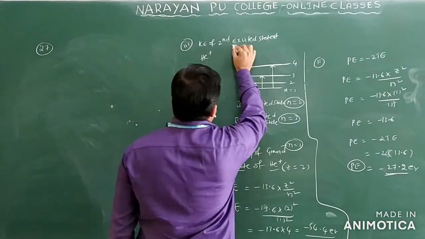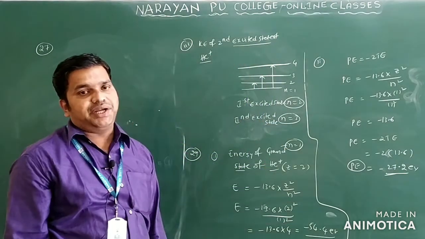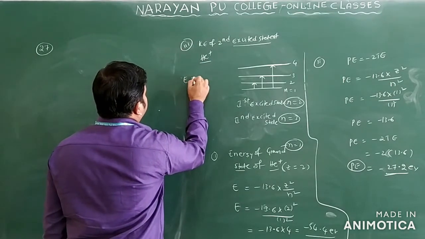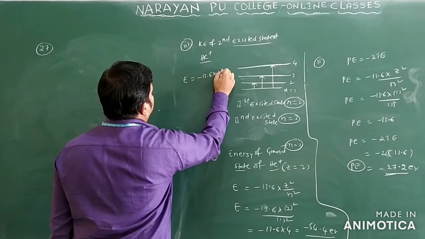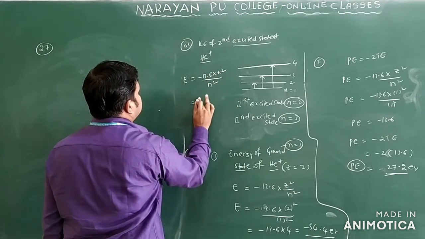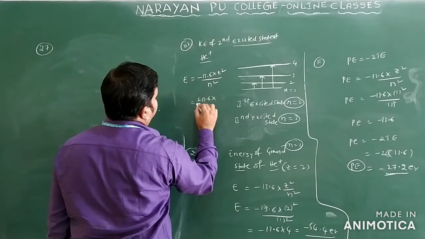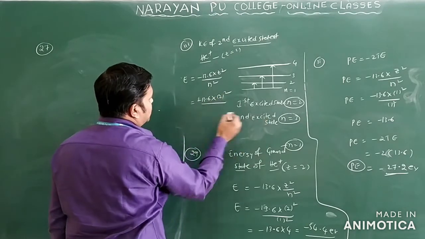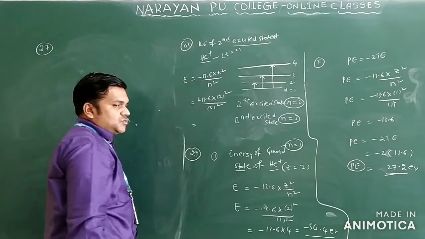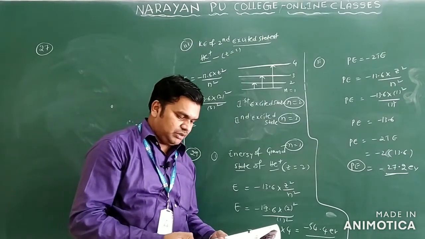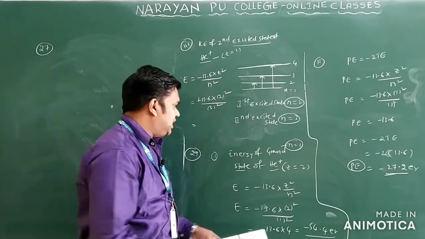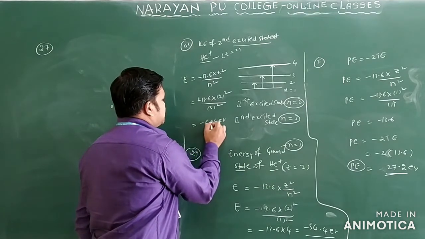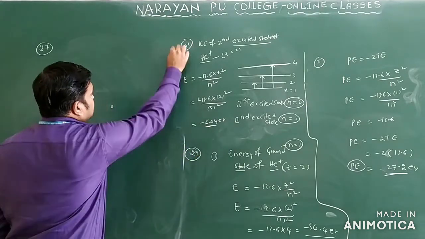So kinetic energy of the second excited state of He plus means the n value you have to take is 3. Now we can write here the energy: E is equal to minus 13.6 into Z square by N square only. This is minus 13.6 into Z, where Z is equal to 2 only. This is 2 square by 3 square only. So what you will get here? Minus 6.04 electron volts only. This is option 3 we have.